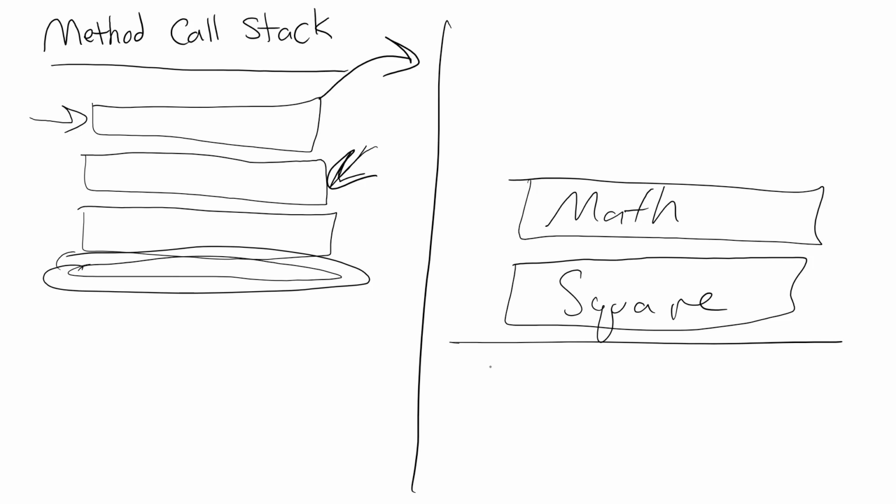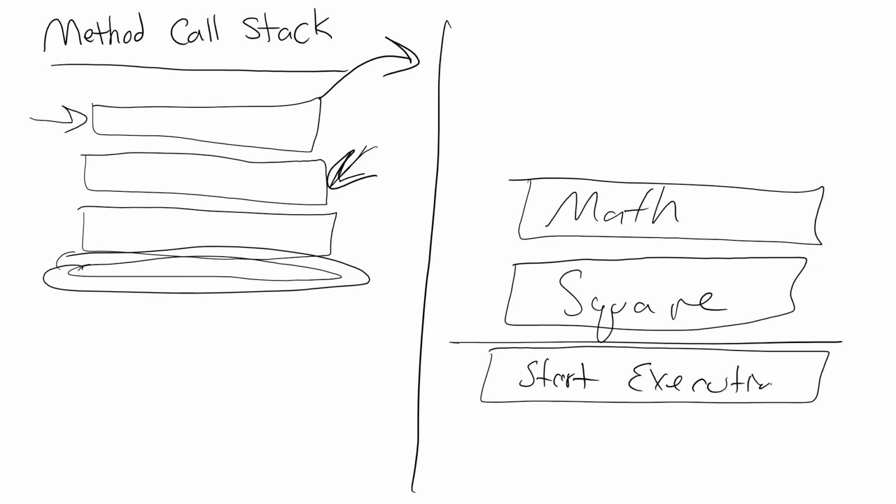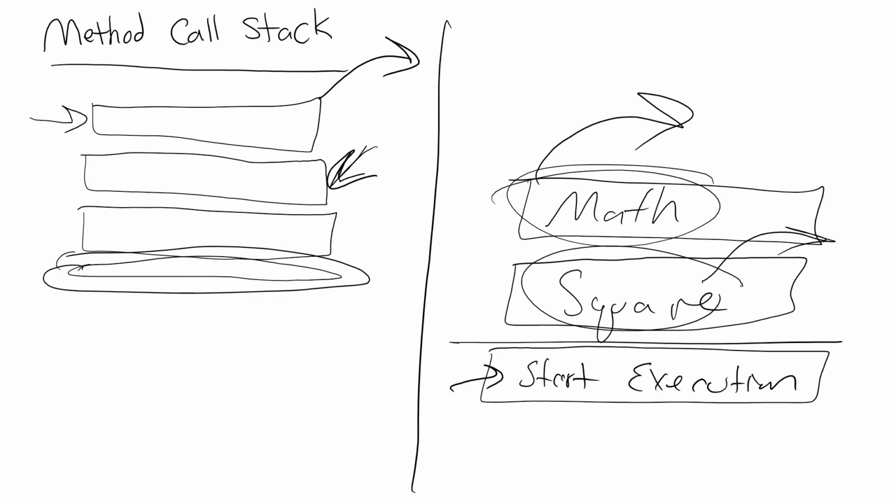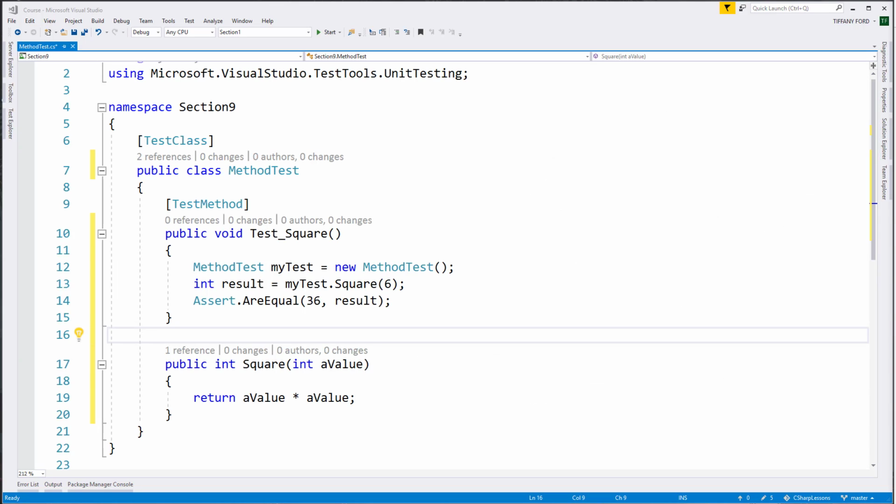Now, at the very bottom down here, this is where I started execution. Maybe this was a main method, maybe this was another method, but when the compiler is done in the math section, we take it off the stack and remove it, and then we get down to square, and then we take it off the stack and remove it so that we can get back to this point of execution. Let's take a look at an example in the code and where we can view our method call stack in Visual Studio.